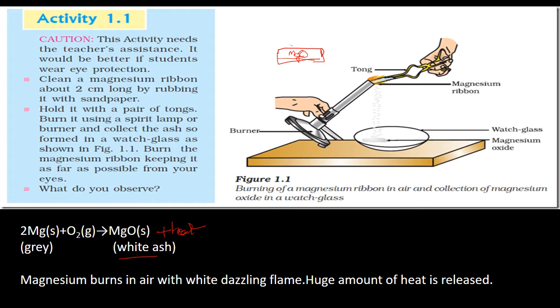Here you can observe that magnesium, which is a solid metal, reacts with oxygen, which is a gas, to form a white ash. So the physical state has been changed and the chemical property has also changed here.